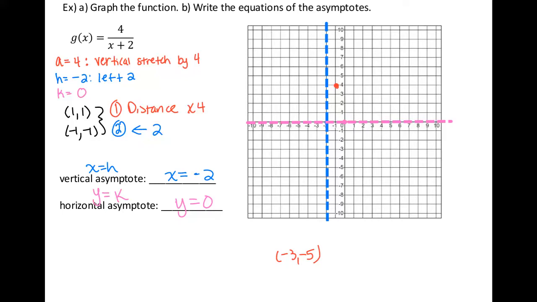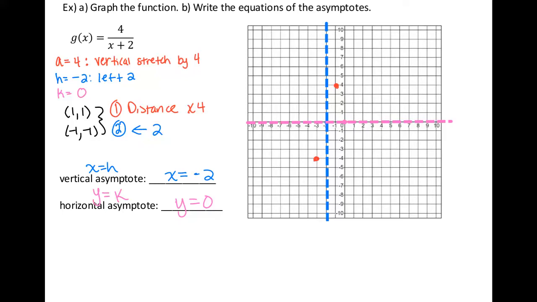Yes, this should actually be negative 3, negative 4. Sorry if I confused you guys. I put the dot on the wrong spot. So yes, negative 1, negative 1. You take the distance, multiply by 4. So negative 1 times 4 gives you negative 4. And then you go to the left 1, 2. So you should have been at negative 3, negative 4. Sorry, that was my bad. I just put the dot on the wrong spot, so that's probably why you guys were getting confused.